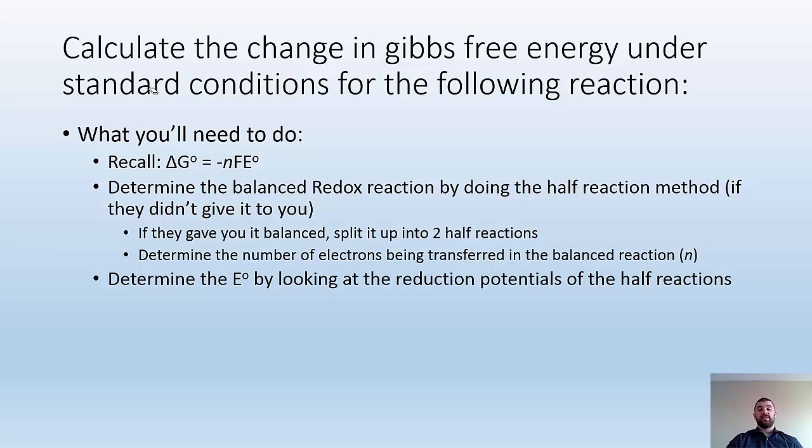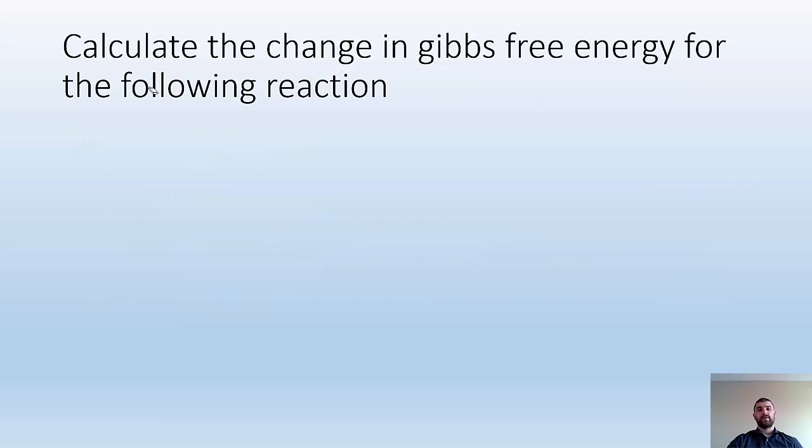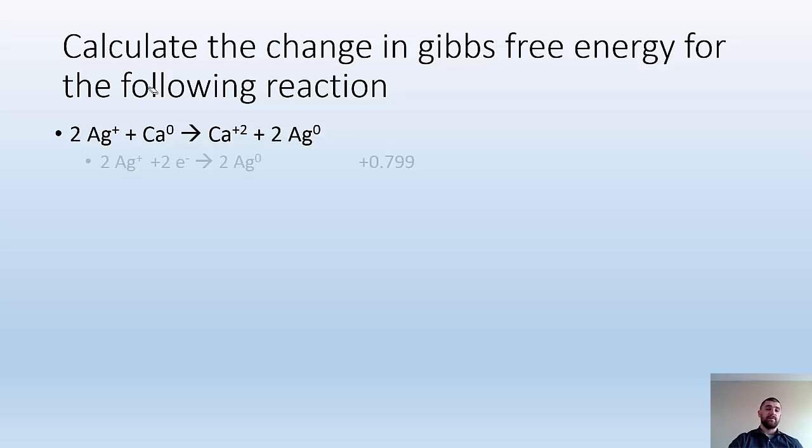Then you got to determine the E naught by looking at the reduction potentials of the half reactions, because they probably won't give that to you, typically. And then you just plug and chug, paying attention to units. Make sure your units agree with things. So calculate the change in Gibbs free energy for the following reaction, and then they give you this reaction. So first step is, all right, well, let me split it up into two half reactions because I got to figure out how many electrons are being transferred.